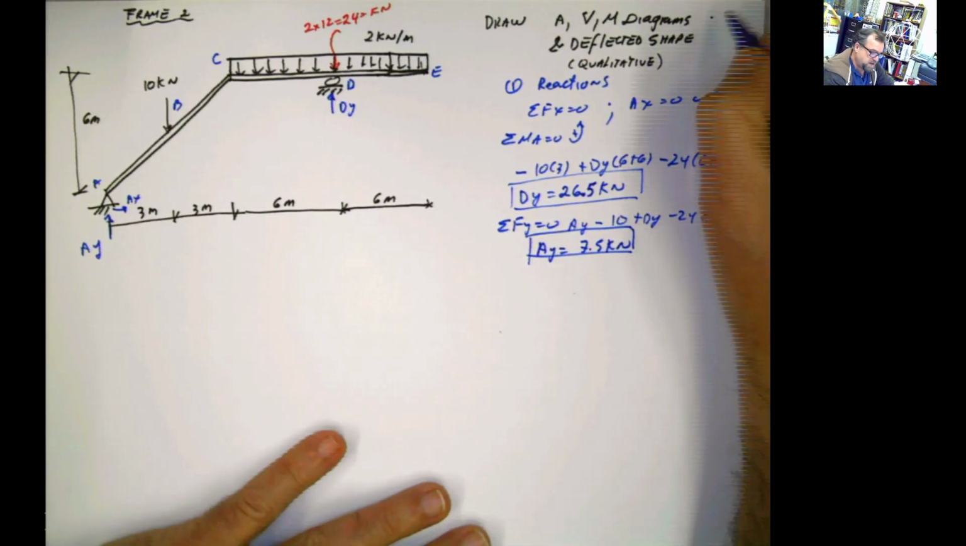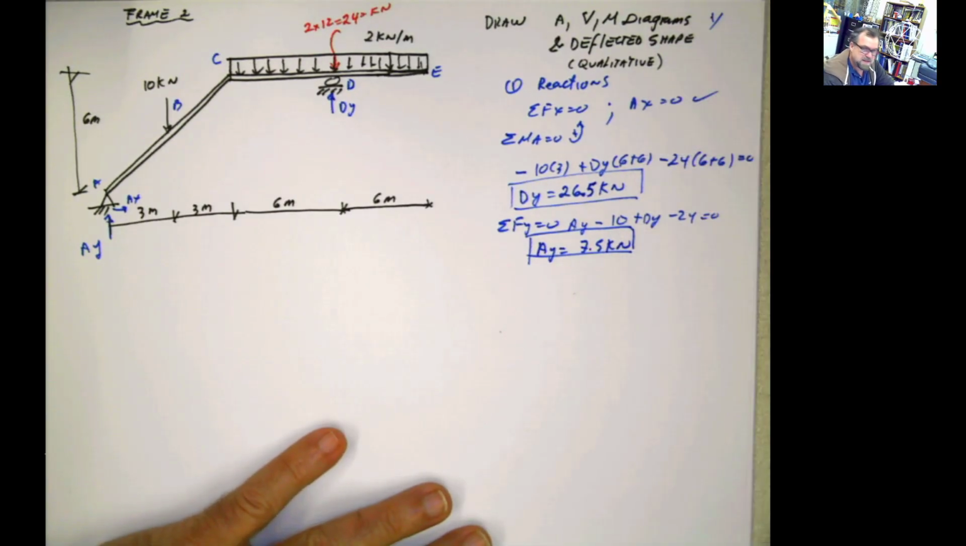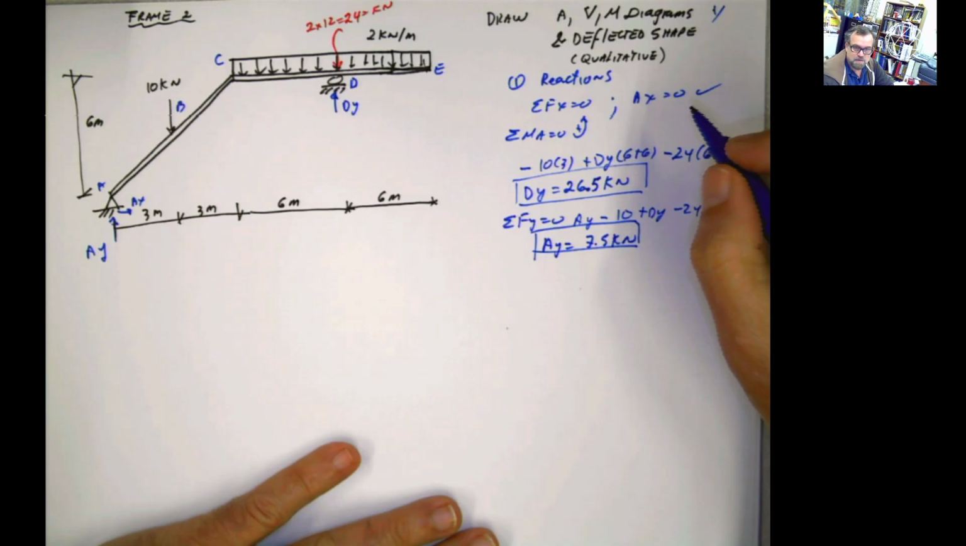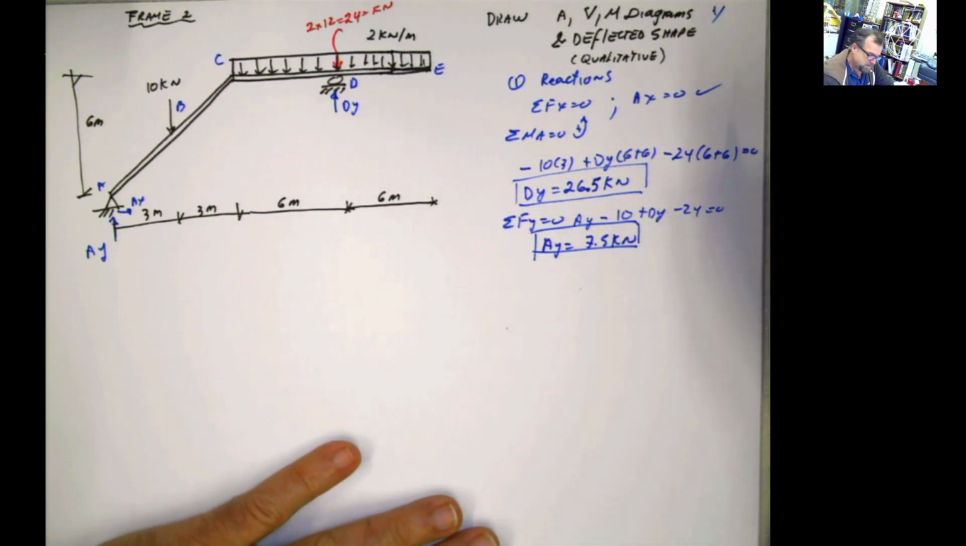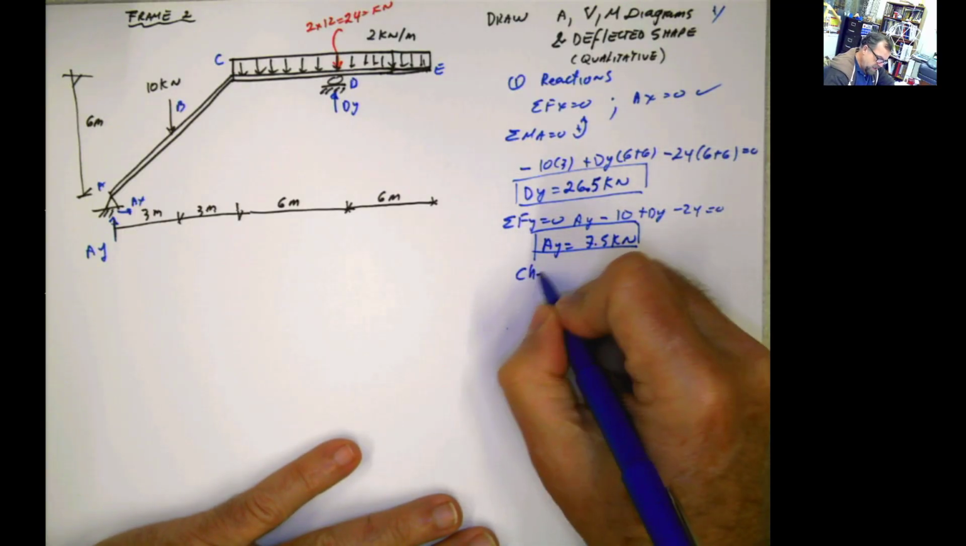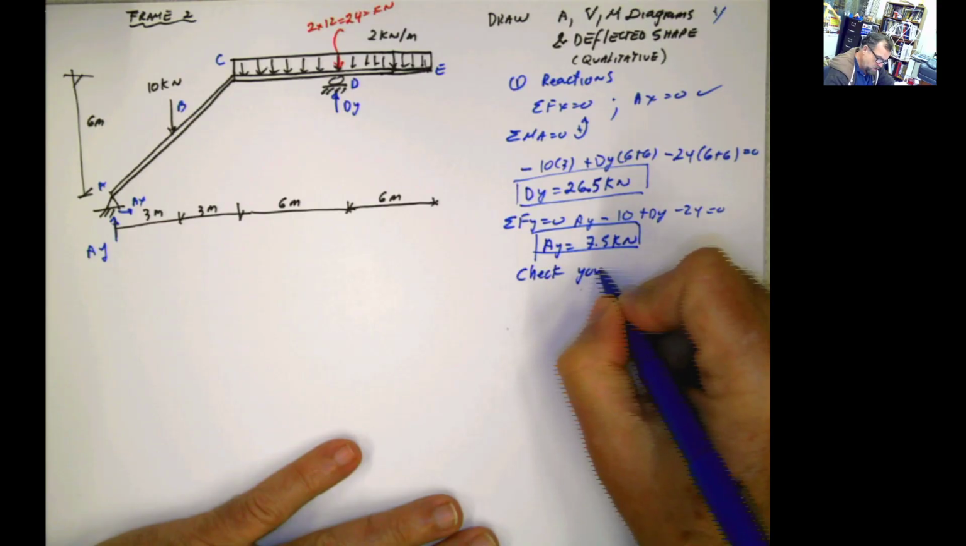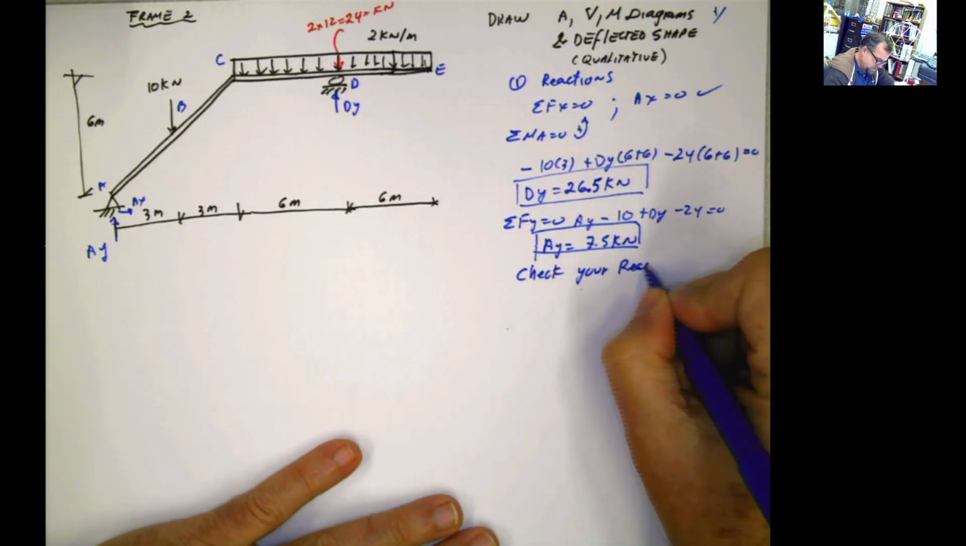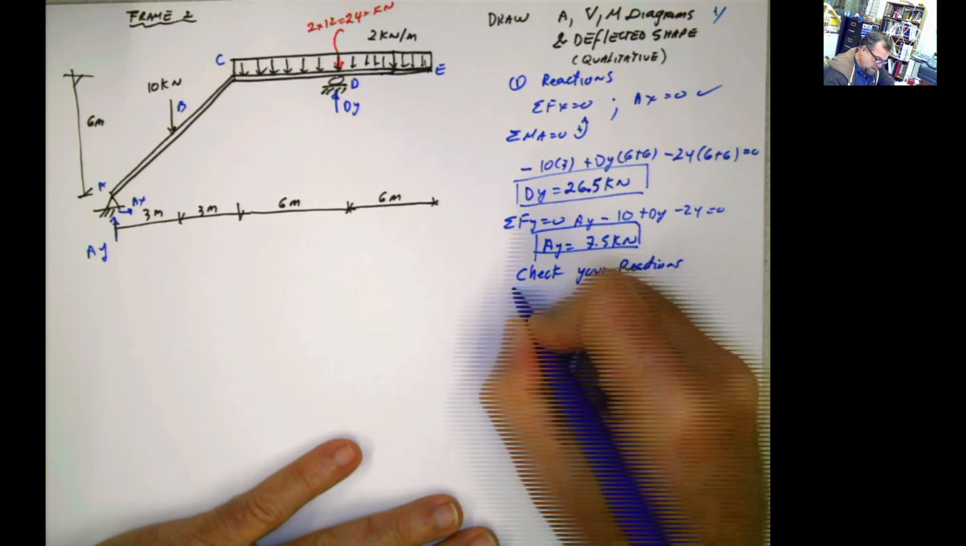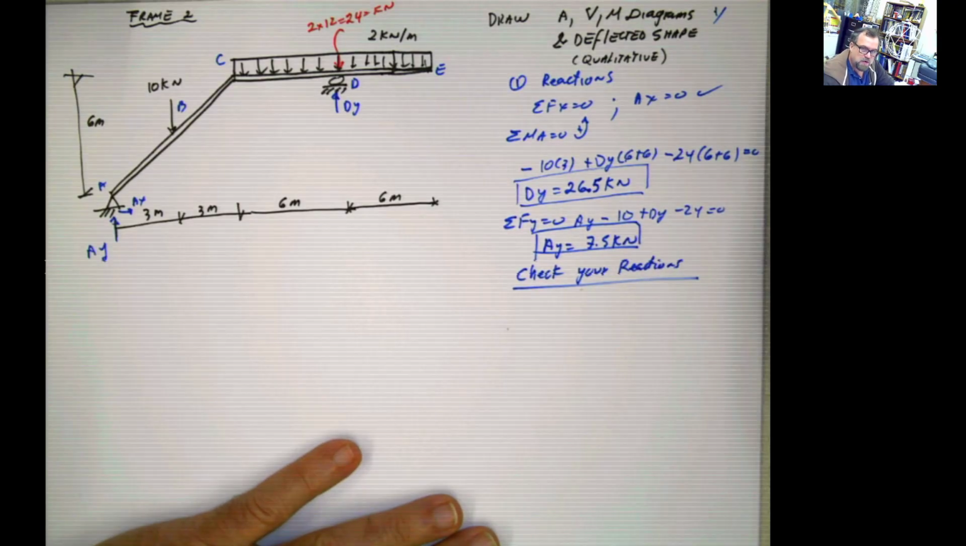Let's see if you watched the previous video. What is the next step? I'm going to make a poll right now. Raise your hand. What is the next step? I'm not hearing you. Review your reactions. Verify, check your reactions. Even if it's in the calculator, you don't have to write it.